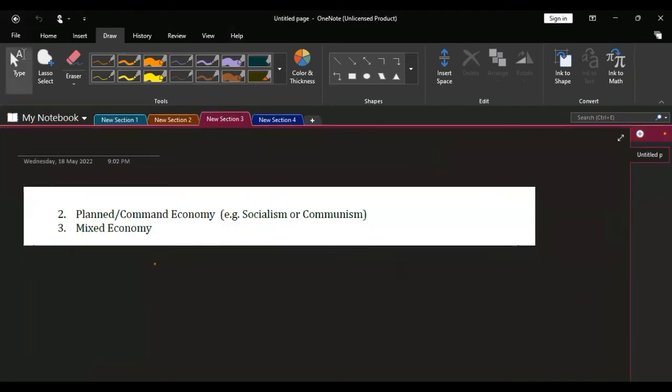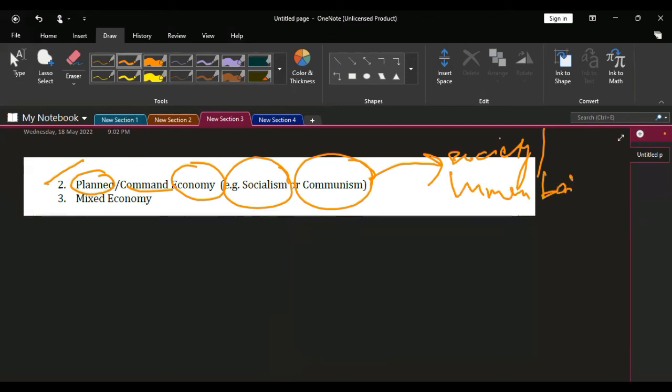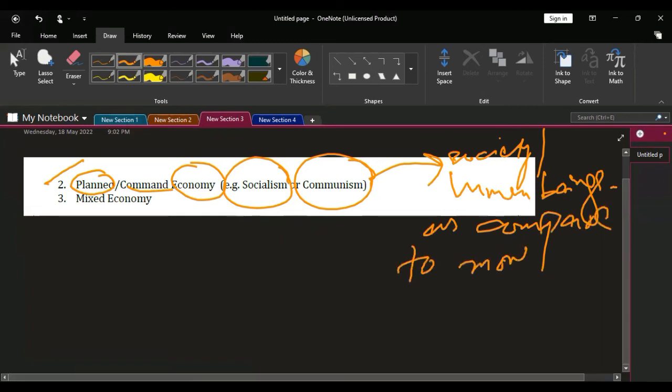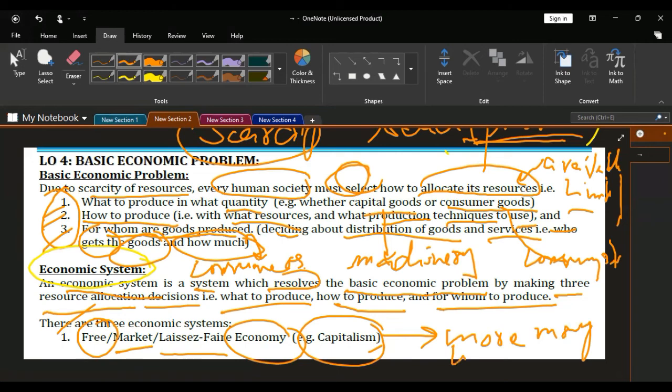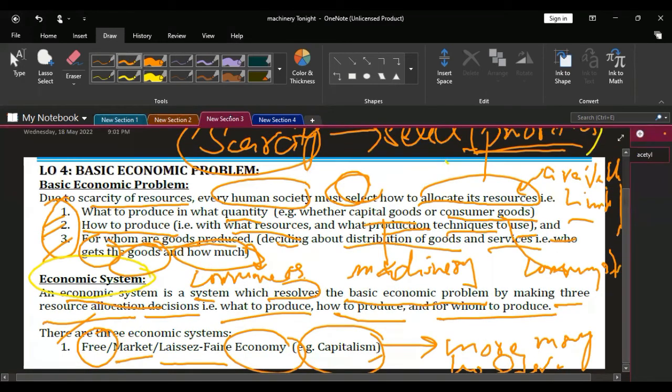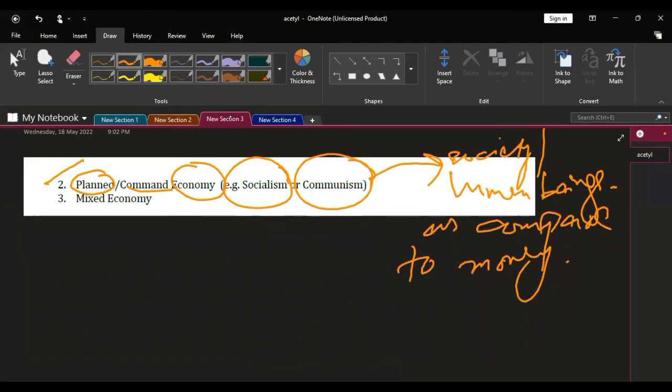The second economic system is planned economy, or command economy. It is also known as socialistic economy, socialism, or humanism, in which the main preference is given to society or human beings as compared to money. We have already seen that in a capitalistic economy, the main preference is given to the money holder, whereas in a planned or socialistic economy, the main preference is given to human beings, not money.